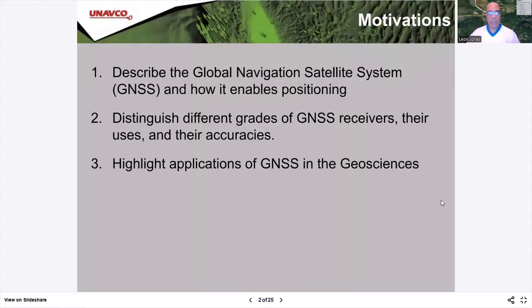So, I'm going to describe the navigational satellite system, GNSS, and how it enables positioning. I'm going to distinguish different grades of GNSS receivers, their uses, and their accuracies. Highlight applications of GNSS in the geosciences.